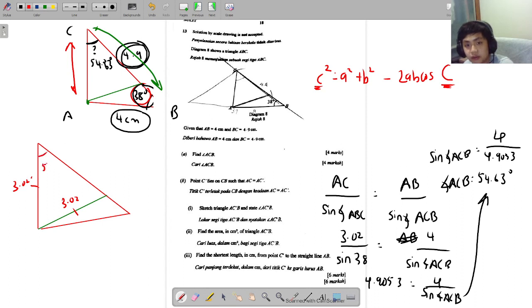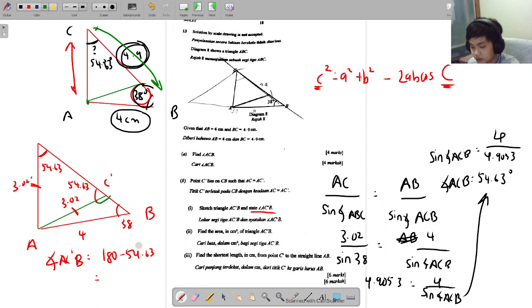So this is 54.63, right? And this is 4, and this is 38. Now, they asked what is the angle of AC prime B? So this is A, C prime, and this is B. Because these two are the same length, they form an isosceles triangle. So this is also 54.63, and we can find the angle AC prime B easily by taking 180 minus 54.63. So it will just be 180 minus 54.63, and that is 125.37.